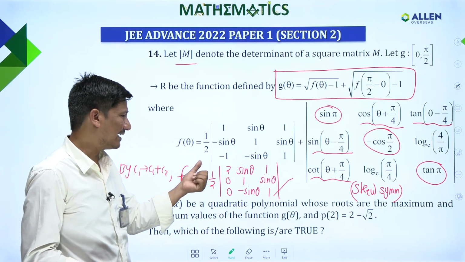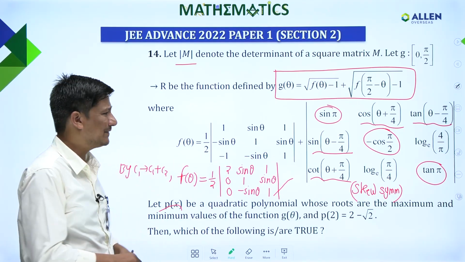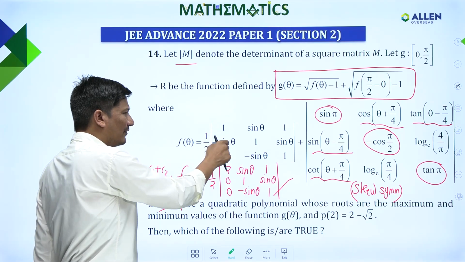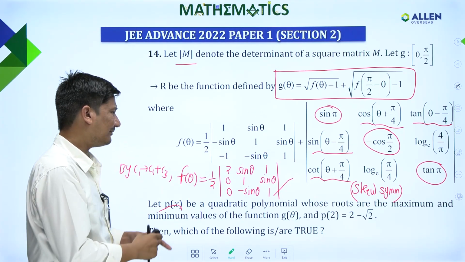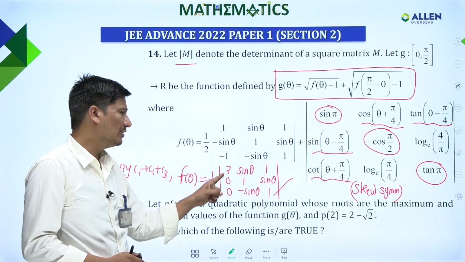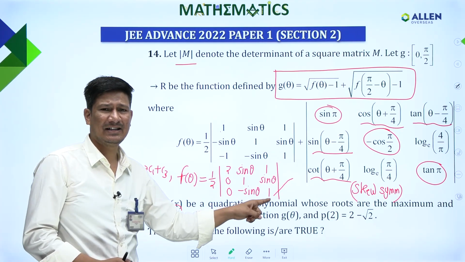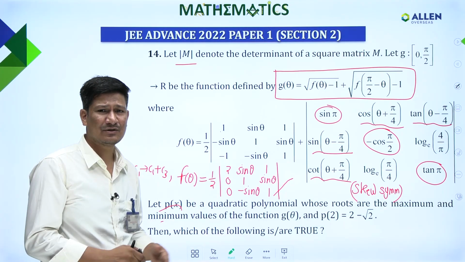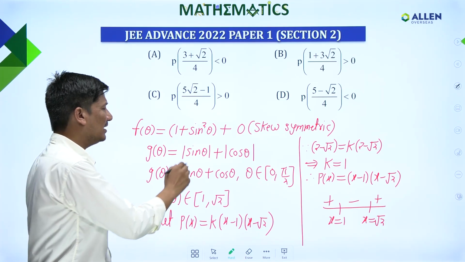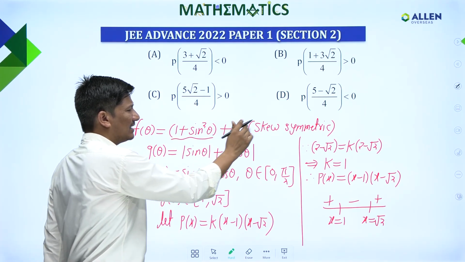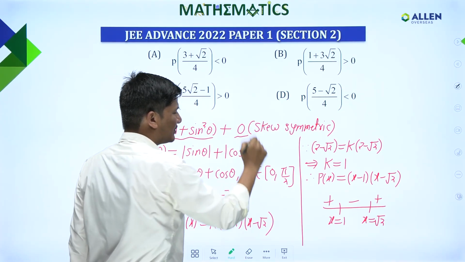So either you can do the direct expansion, or you can observe, guys, if in column 1 I add column 3, what will you get? Yes, guys, 1 plus 1, that will be 2, 0, 0. And then expand it with respect to this column 1 only. So after expansion, you will get the function of theta as 1 plus sine square theta, and the value of the skew symmetric determinant is equal to 0.